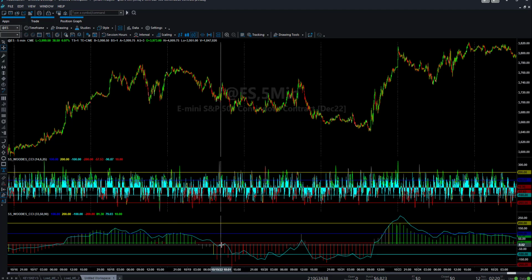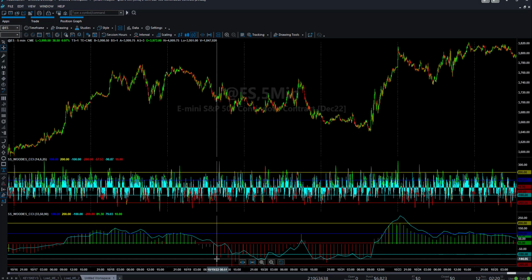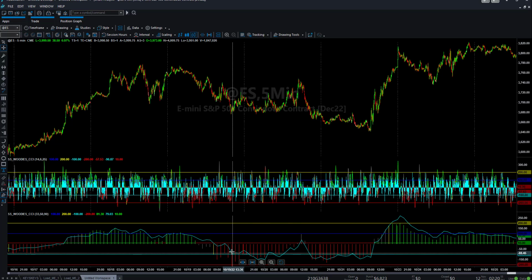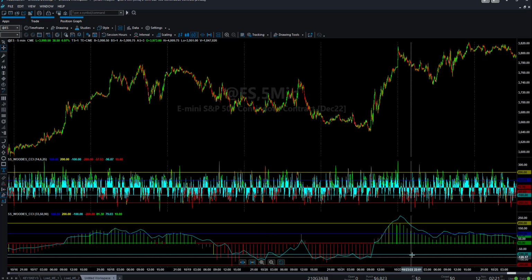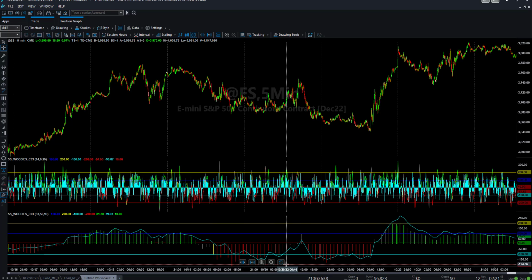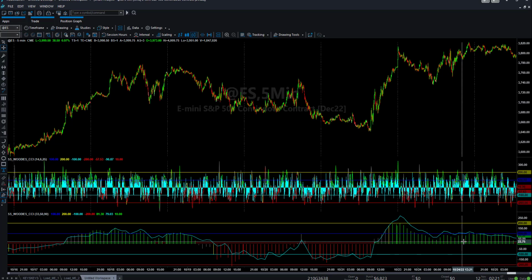When this blue line, which is also represented by the histogram, is below this zero line, we are going to take shorts only. When it is green, take longs only.